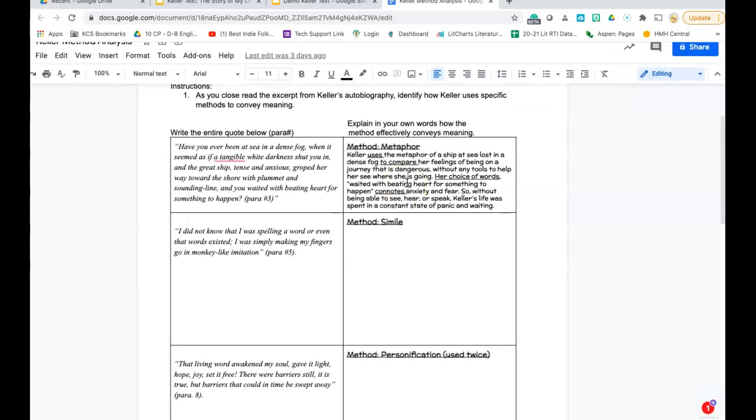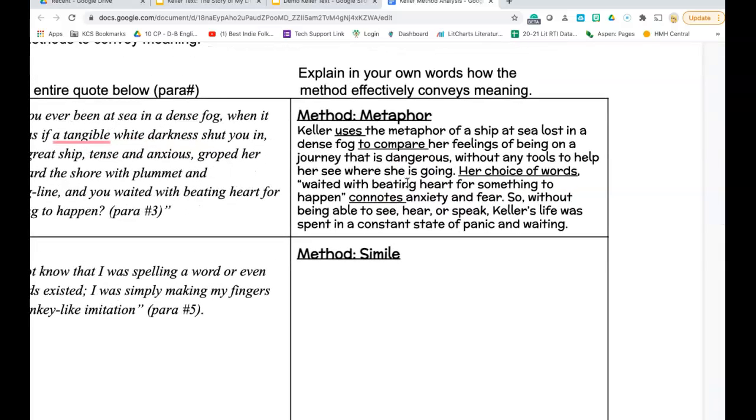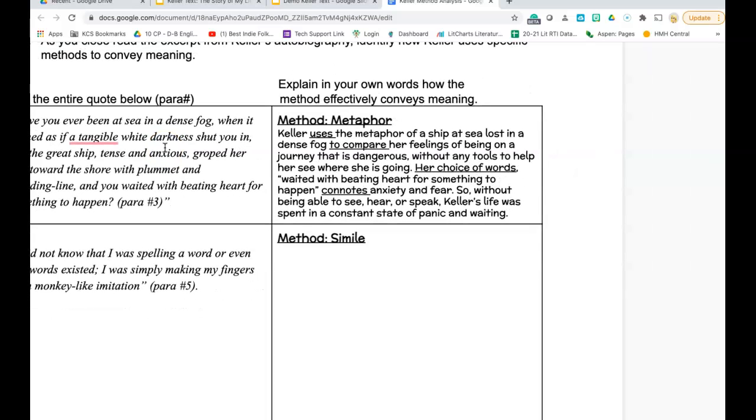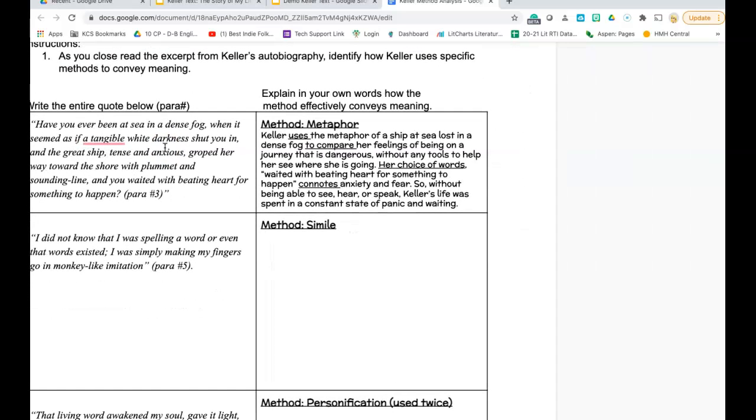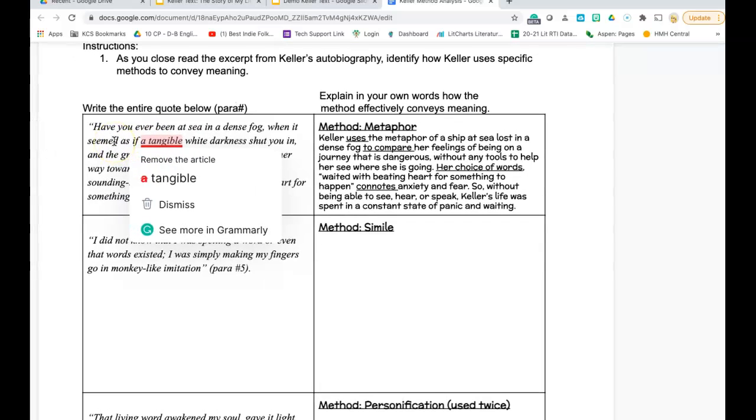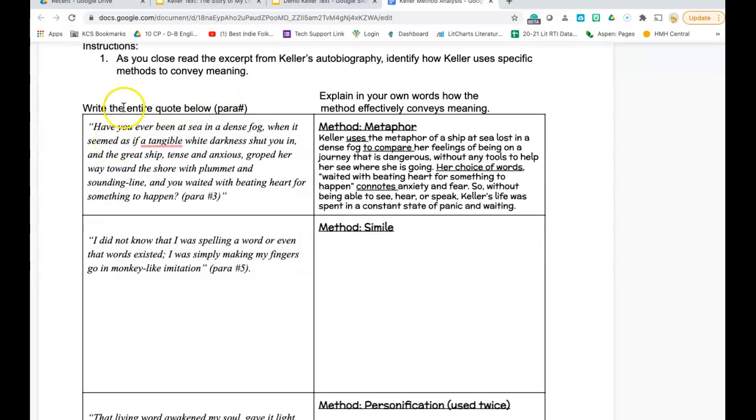metaphor, but it's not just enough to identify what type of method. You need to explain why that metaphor was effective. Anytime a STAAR test asks you how does an author do something, you want to look at the techniques and the methods that they're using. All right? So here is the quote from the text.